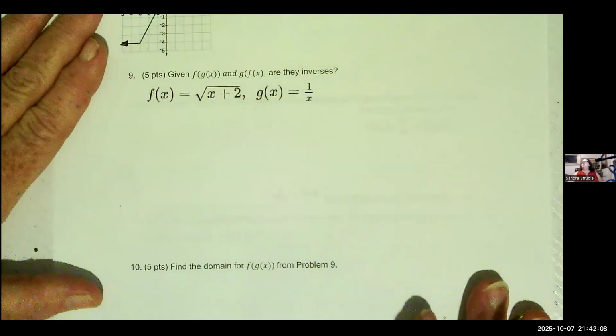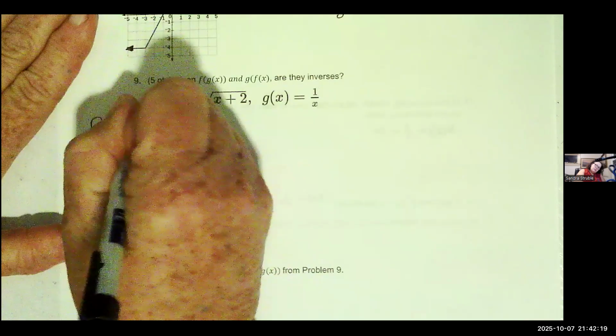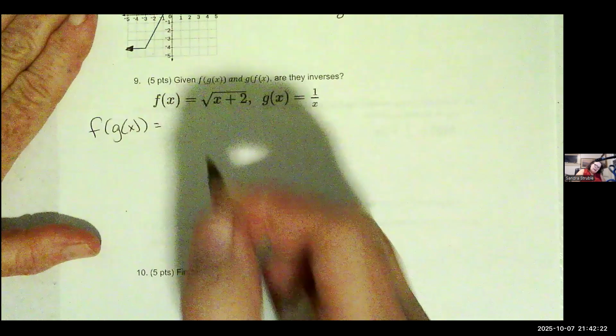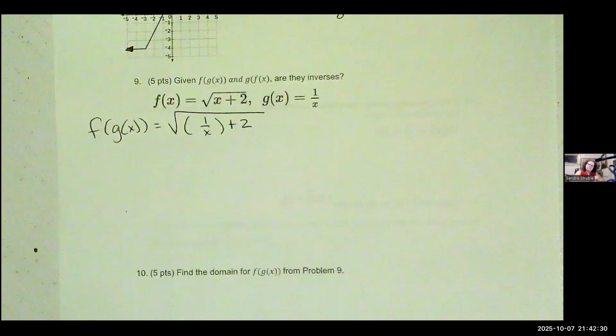Now we're going to do composition of functions to find out if they are inverses. We've got f of x is square root of x plus 2, g of x is 1 over x. So the composition of functions, we'll start with f of g of x. I'm going to do both, just in case I make a mistake. Taking the f function, where the x is, I leave a space and I just plug in the 1 over x. Okay. Well, that's not going to clean up very nicely. Square root of 1 over x plus 2. That's not going to give me anything that I can do anything with.